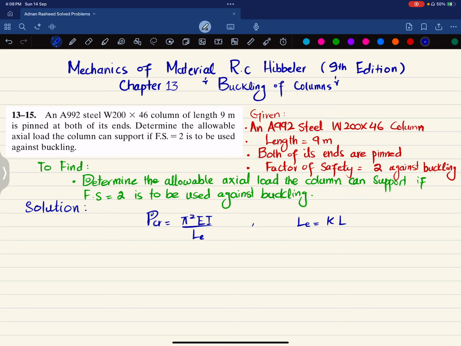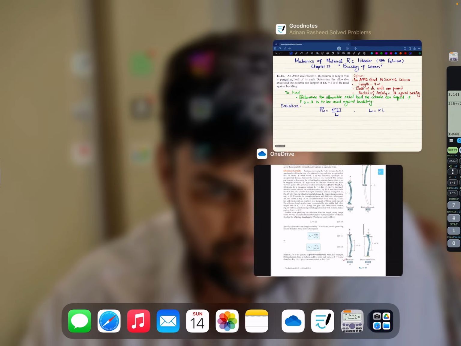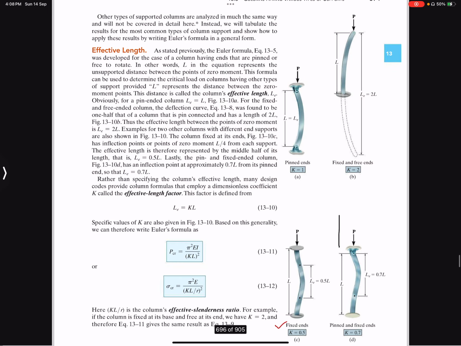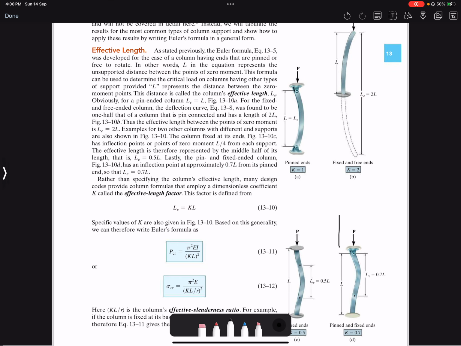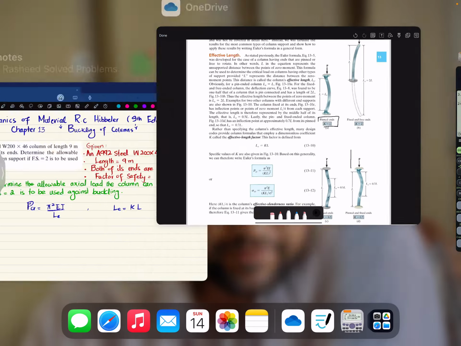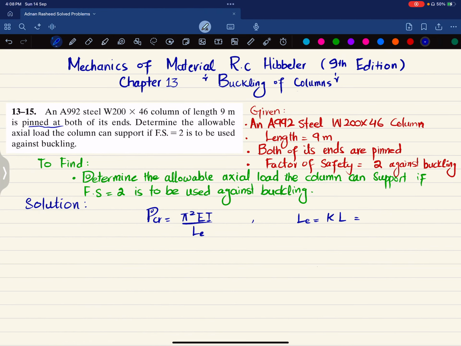Now what is K? It is given that both ends are pinned, so we'll find K from the book. You can see here in the book you have this condition that is shown, pin ends. So here K is equal to 1. I will write K equal to 1 multiplied by the length, which is 9 meters. So the effective length LE will be equal to 9 meters.